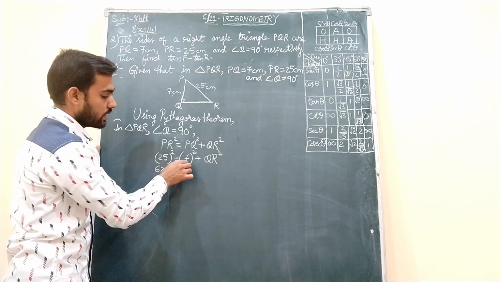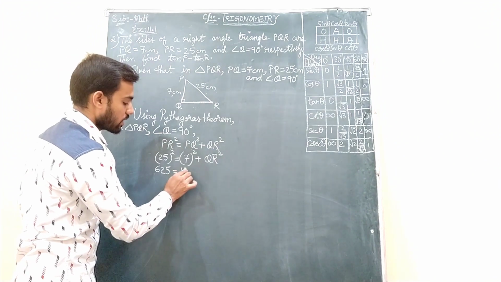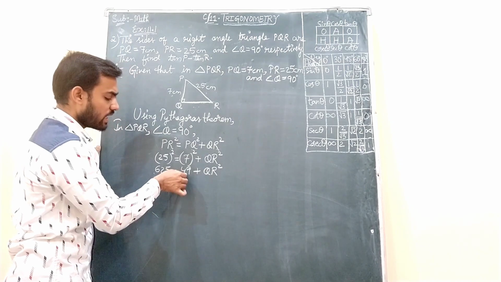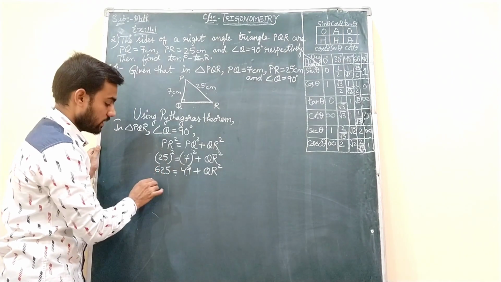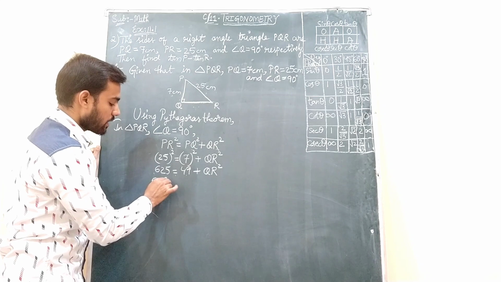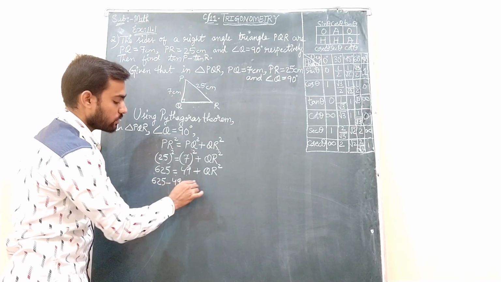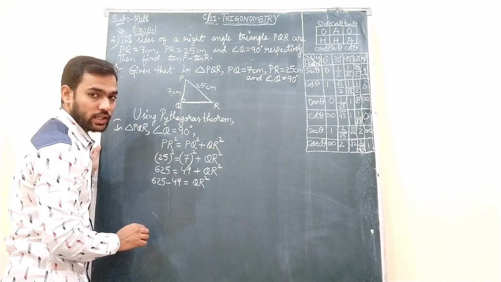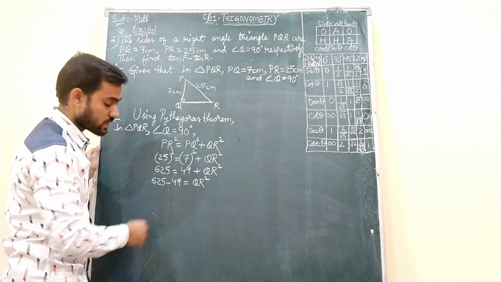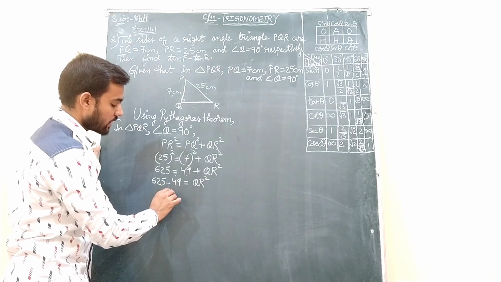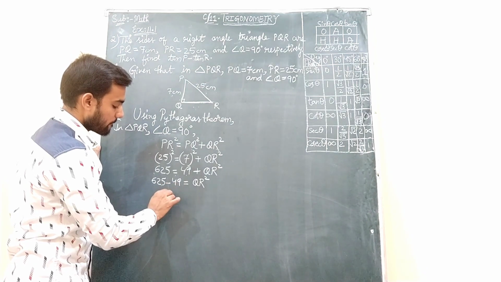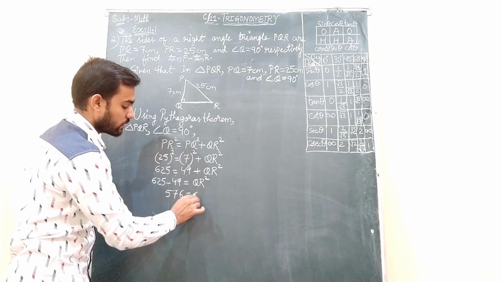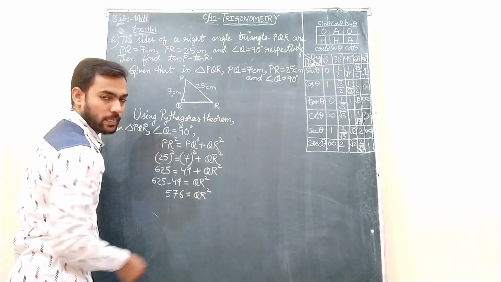25 into 25. 7 square, 7 into 7, 49. This I will write as it is, QR square. Then I will take this 49 from the RHS to LHS. So I will get 625 minus 49 equals QR square, which remains as it is on the right side. 625 minus 49. Go to the rough column and do the subtraction. When you subtract it, you will get the answer 576 is equal to QR square.